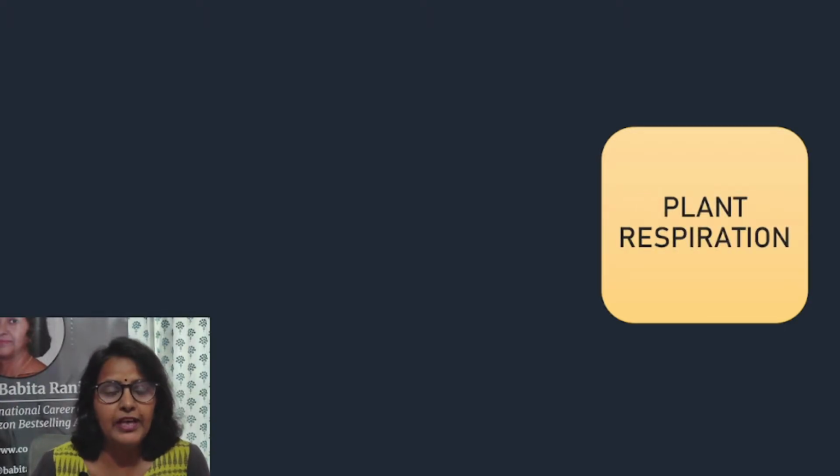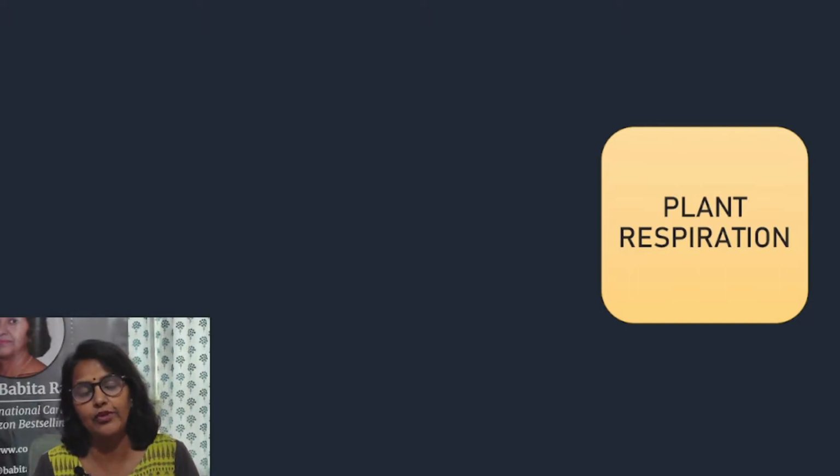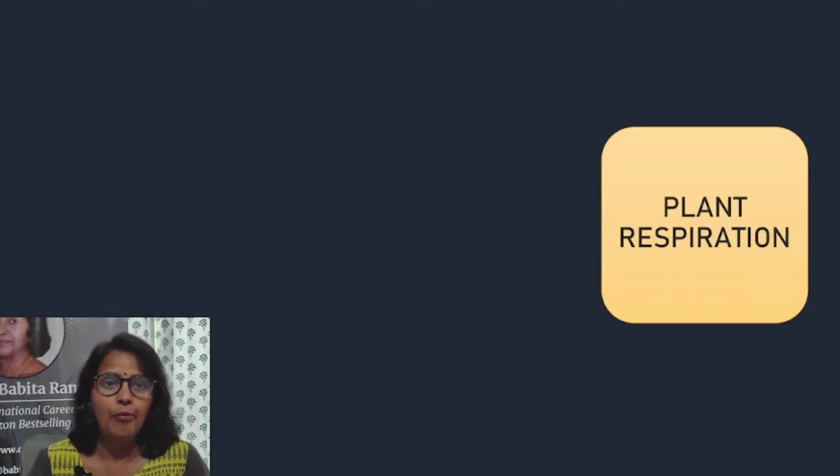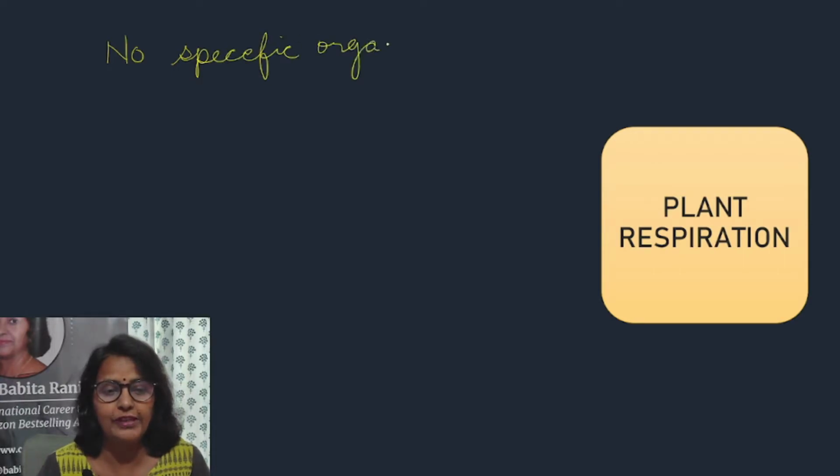As you know, respiration is one of the requirements for all living organisms to exist, because this produces energy. But as most of the cells and tissues in plants are dead, plants require very little energy. And what is very special about it? No specific organ is present in plants for respiration. Then how will the diffusion take place? It takes place by the external body surface of the plant by diffusion.